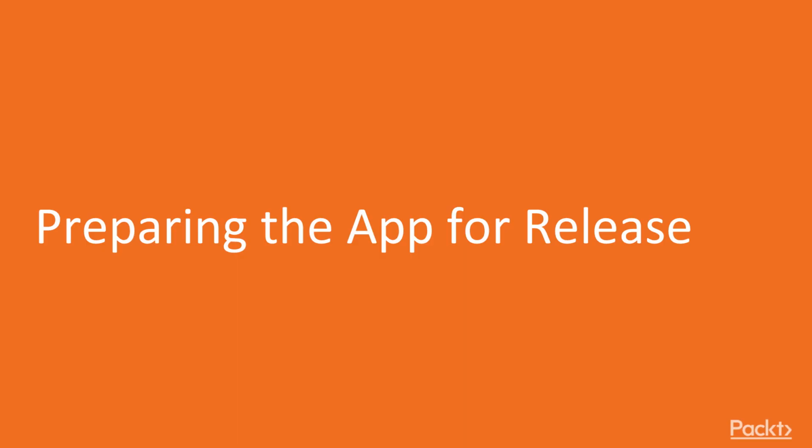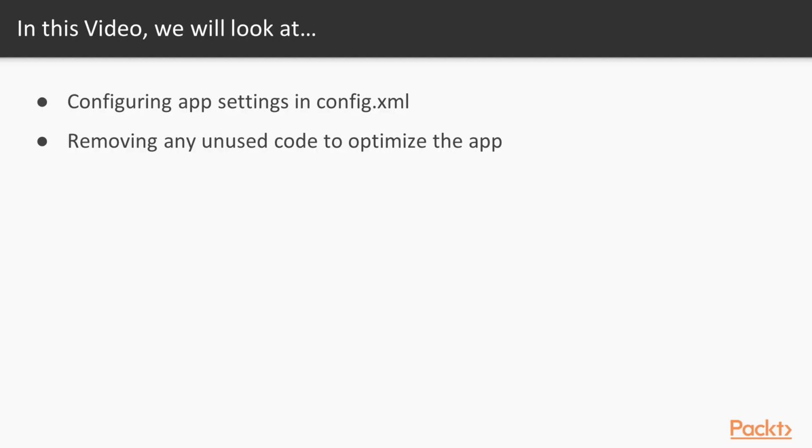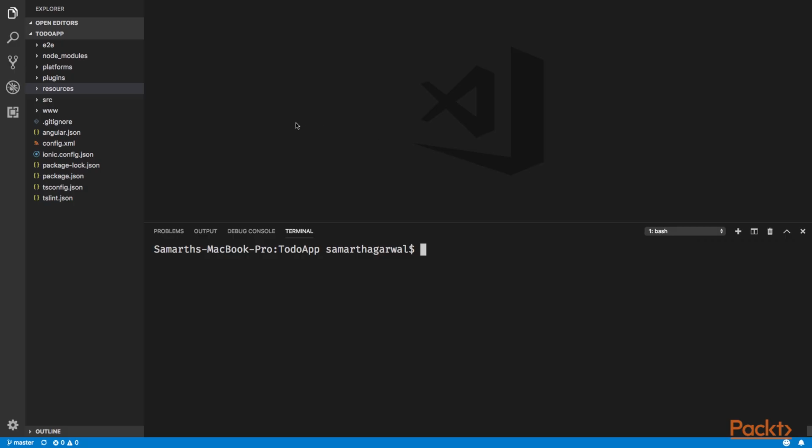In this lesson, we are going to make some final changes and prepare the application for release. We will start by configuring the app settings in our config.xml file, and then we'll remove any unused code to optimize the application. So let's go back to Visual Studio Code and let's open the config.xml file.